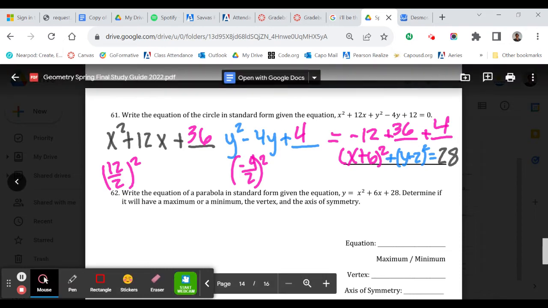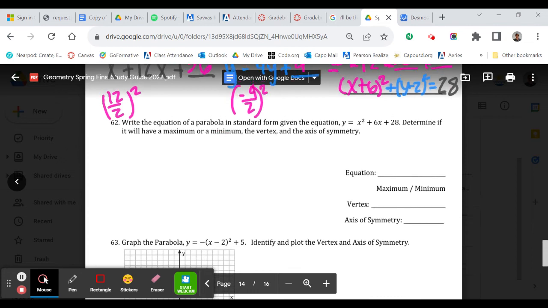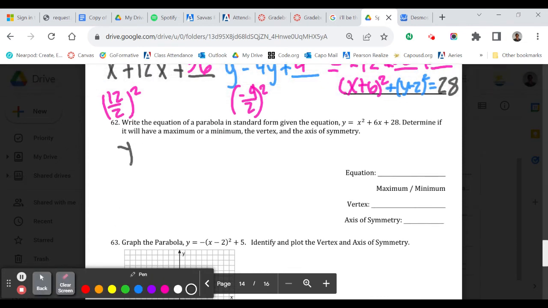All right. Write the equation of the parabola in standard form. So we kind of do the same thing. We just have to do it once. So x squared plus 6x plus blank. I'm putting that in parentheses. I'm moving the 28 on the outside. I'm eventually going to add something to the outside.